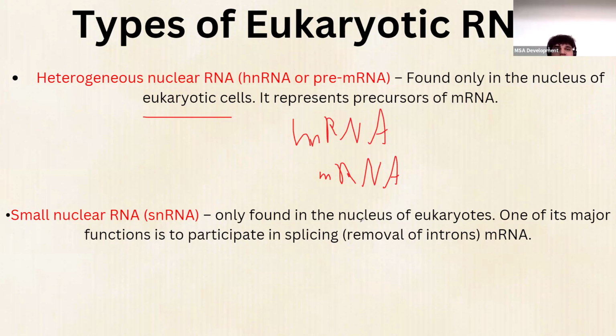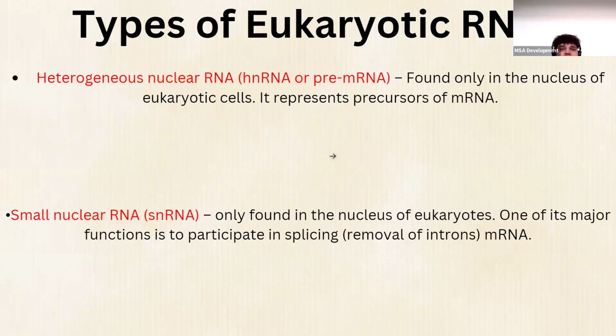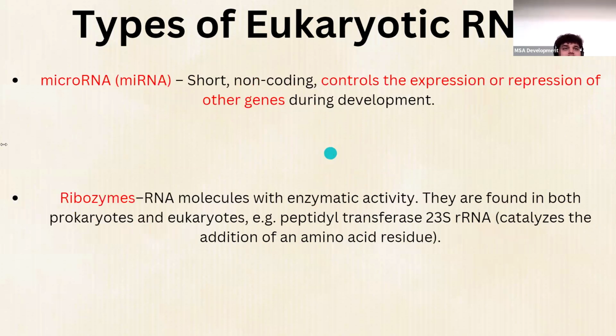Small nuclear RNA, it's only found in the nucleus of eukaryotes. One of its major functions is to participate in splicing mRNA, removing introns. So remember, snRNA is for splicing, okay? It's important. I'm underlining the keywords for you guys to remember. Splicing, snRNA, okay?